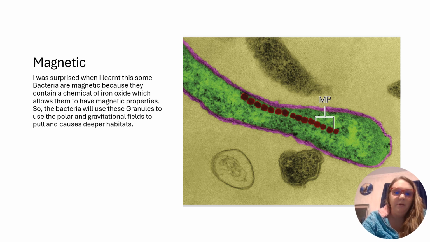So the bacteria will use these granules to use the polar and gravitational fields to pull the bacteria back and forth. And what that does is cause a deeper habitat to form. So that is pretty much demonstrated in the diagram. As you can see, the magnets are pulling back and forth. And I never knew that bacteria could be magnetic, but anything, I guess, can be magnetic.